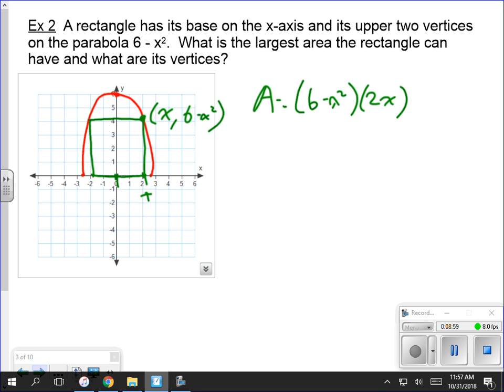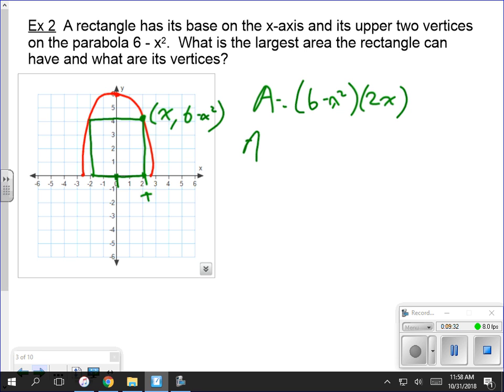It looks like x is at 2, but if I didn't have the dimensions at the bottom, x is just my distance. I go over, and then I go up to find my y. I don't know what x is going to be that's going to give me my best value. It might be 2.45 and have a really short one. It might be really narrow and tall. I don't know. Okay, but it's 2x across the bottom, 6 minus x squared on the top.